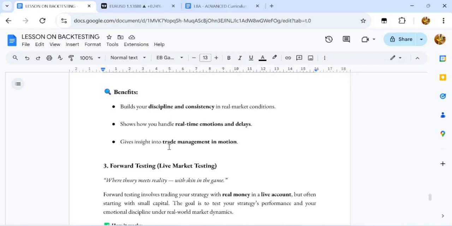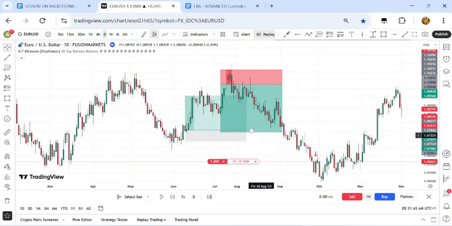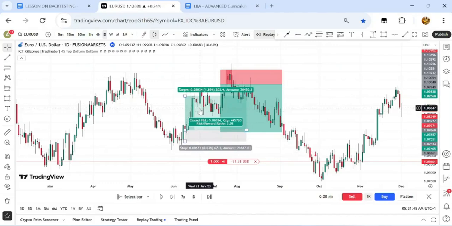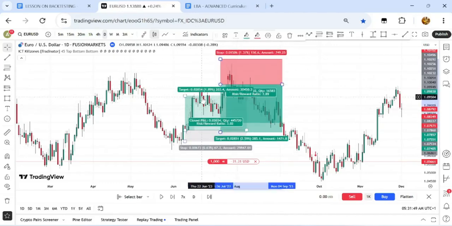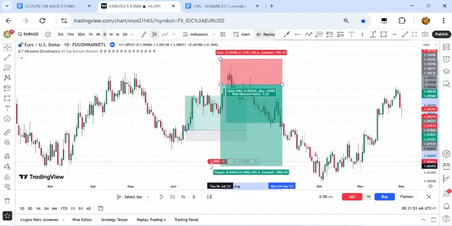So it gives insight into trade management and emotion, which is very important. So look at this now. When this was going up, let's just say we were in this trade, it went up like this now.